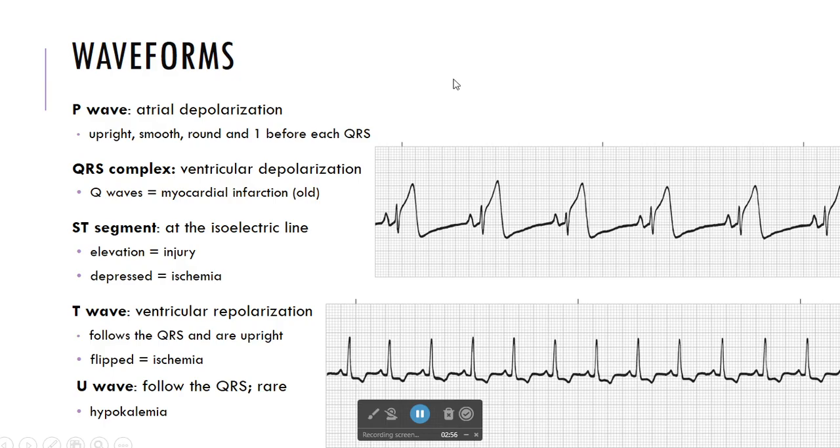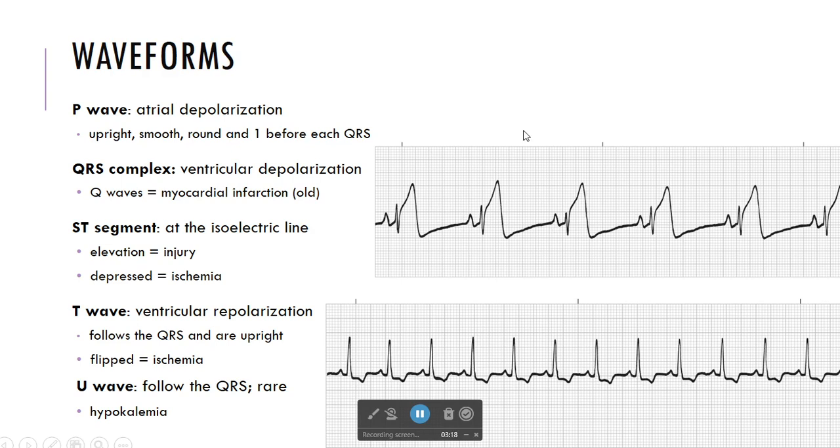So let's look at our waveforms some more. So your P wave is atrial depolarization. That's when your atria constrict. They're smooth, upright, round, and we have one before every QRS. So we have a couple examples. Here's P waves here, and here's P waves here.